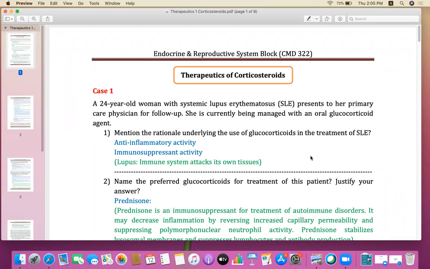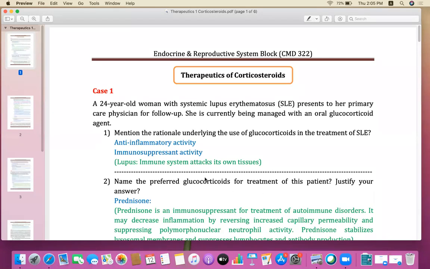Because what do you mean by lupus? Lupus is when the immune system attacks its own tissues. So, due to these two properties, the glucocorticoids are used in the management or treatment of SLE. What is the next question? Name the preferred glucocorticoid for treatment of this patient and justify your answer.